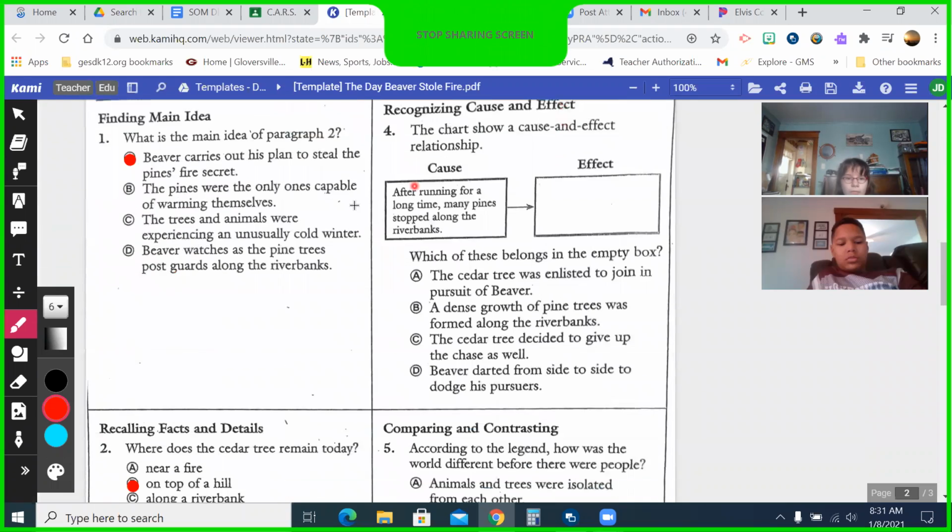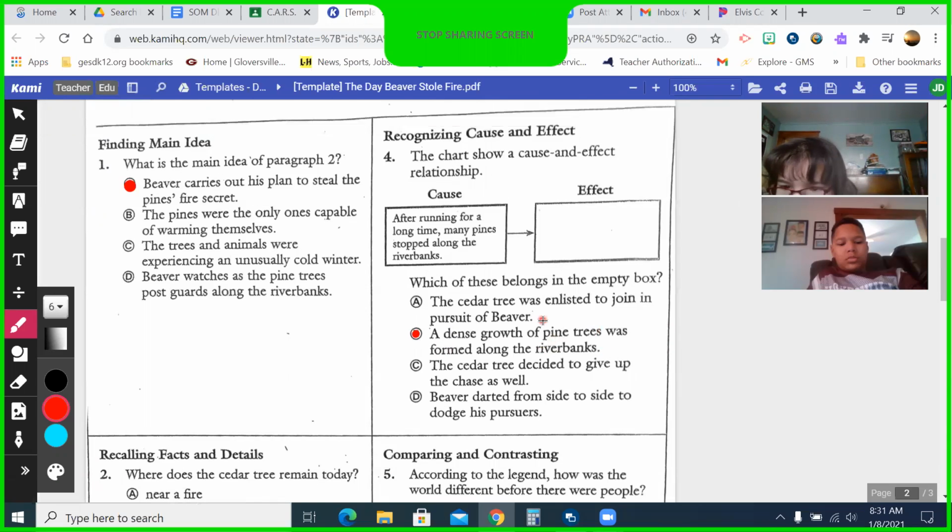Let's do number 4. The chart shows a cause and effect relationship. And in the cause box, it says, after running for a long time, many pines stopped along the riverbank. Which of these belongs in the empty box? This is number 4, page. The answer should be B. A dense growth of pines was formed along the riverbanks.